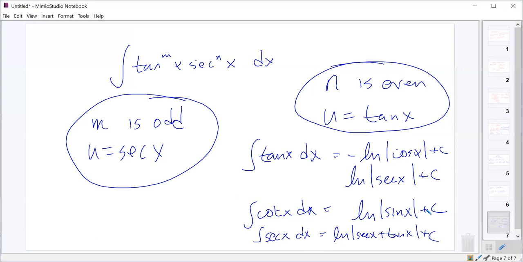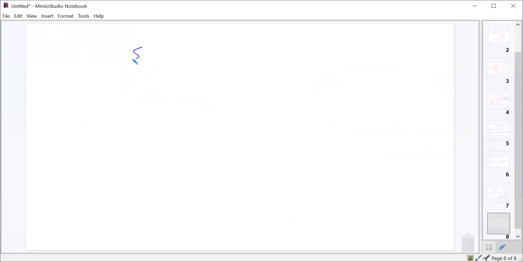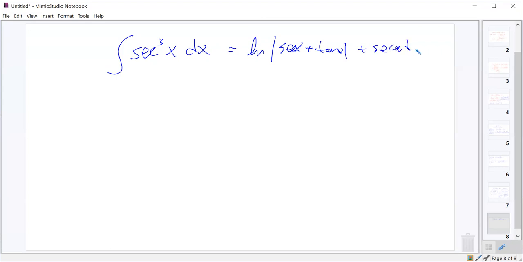There's probably two more I would say are good to know. You'd need to show the work on secant cubed x if you were doing it in the free response. You'd have to do it by parts, but it's not too hard to memorize this one. So if you just memorize it and it shows up in the multiple choice, that's going to make your life pretty easy. It's one half of secant x tangent x plus natural log absolute value secant x plus tangent x, plus your constant. So that's a good one to know.